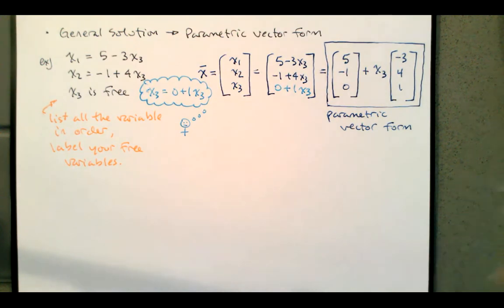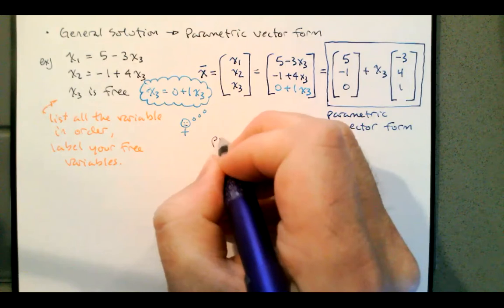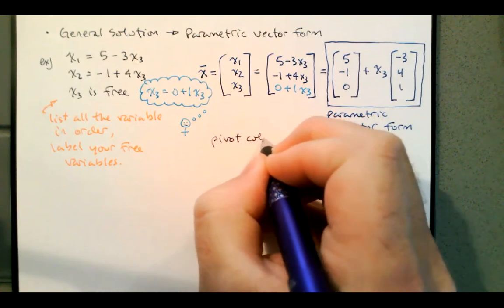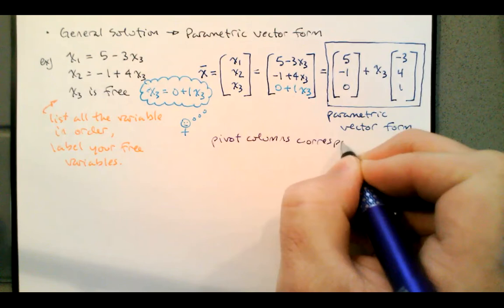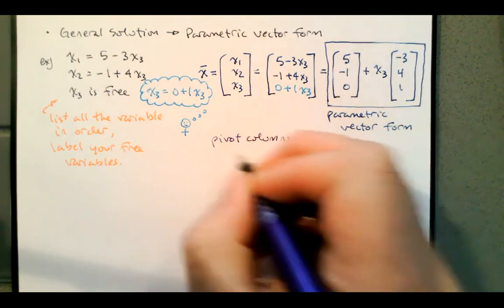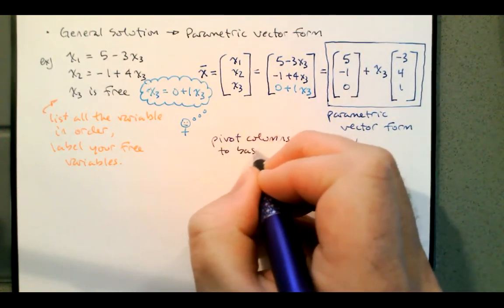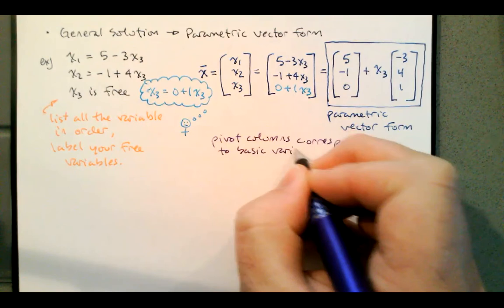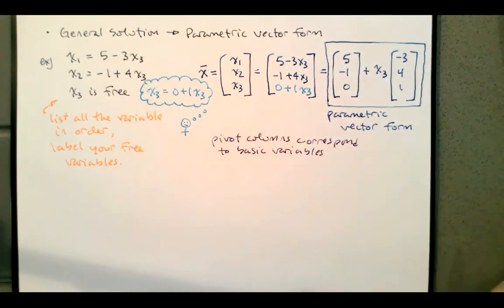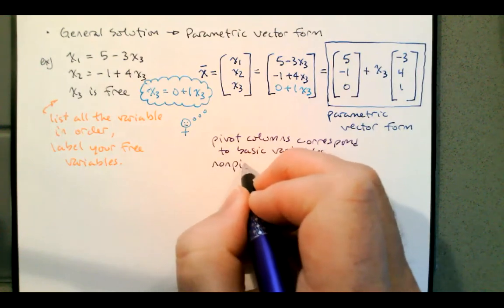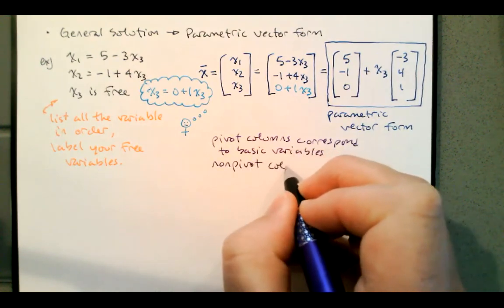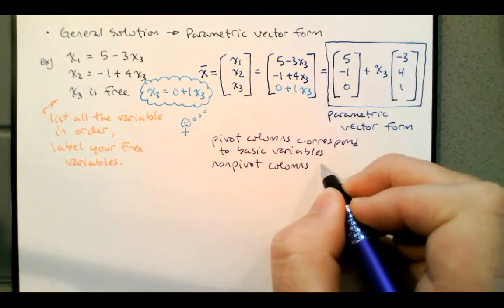Also, we want to remember that pivot columns correspond to basic variables. Pivot columns in the augmented matrix correspond to basic variables, and non-pivot columns correspond to free variables.